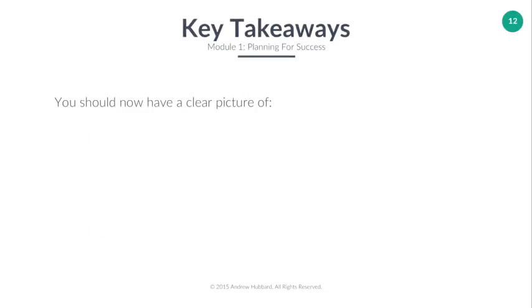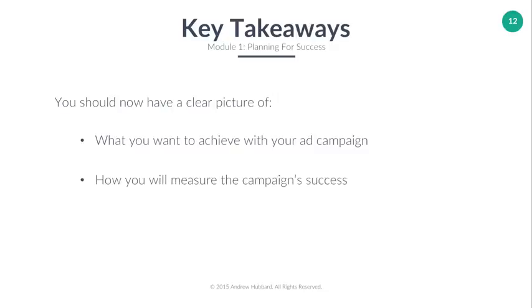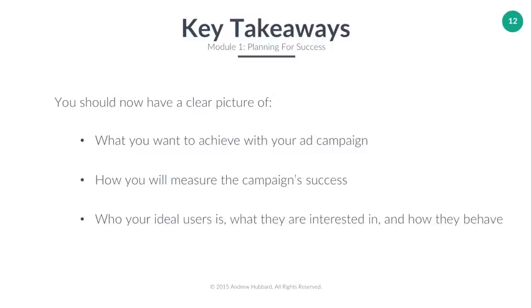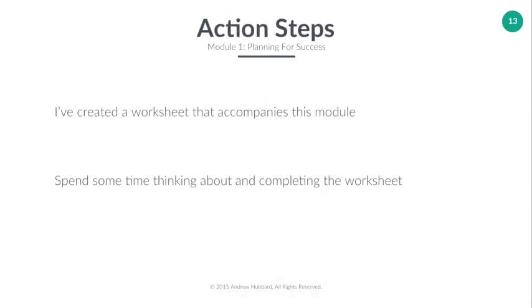Okay, so by now we should have a really clear picture of what you want to achieve with your ad campaign. We should know how you're going to measure the success of your campaign. And you should have a reasonably clear picture of what your ideal user looks like, who they are, what they're interested in, and how they behave. Now, I've also created a worksheet for you that accompanies this module. Spend some time thinking about what we've just talked about and completing and filling in the worksheet, because that's going to really come in handy later on.